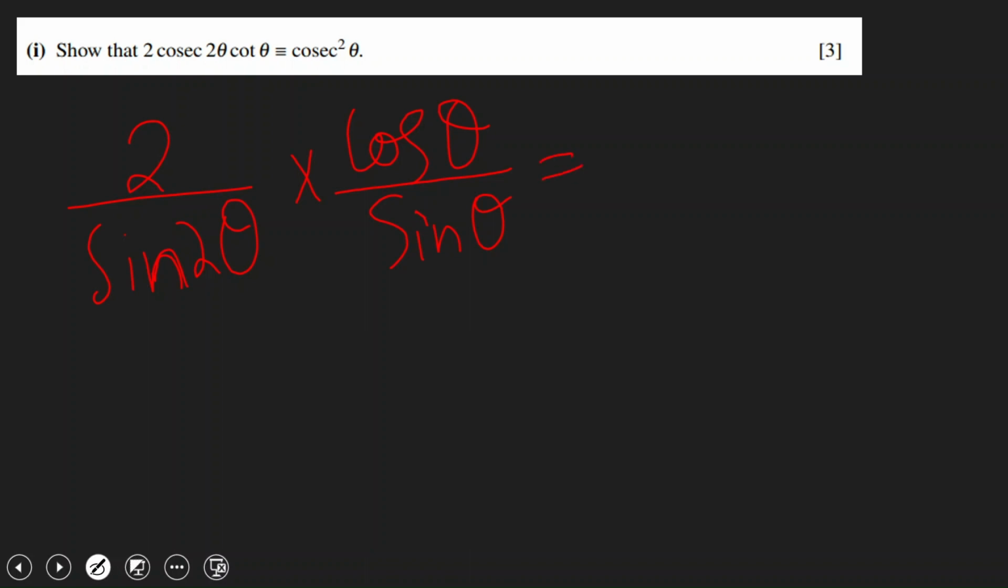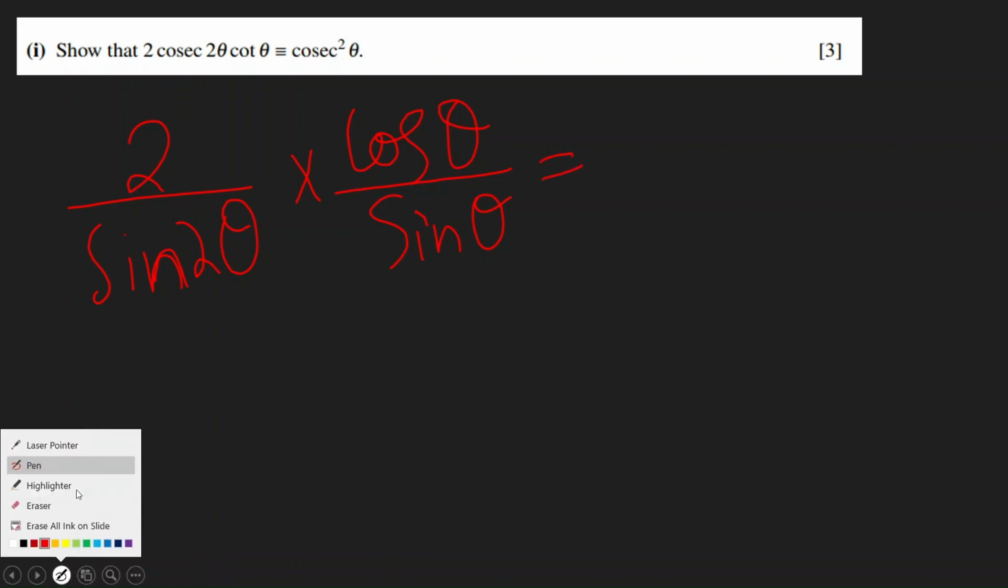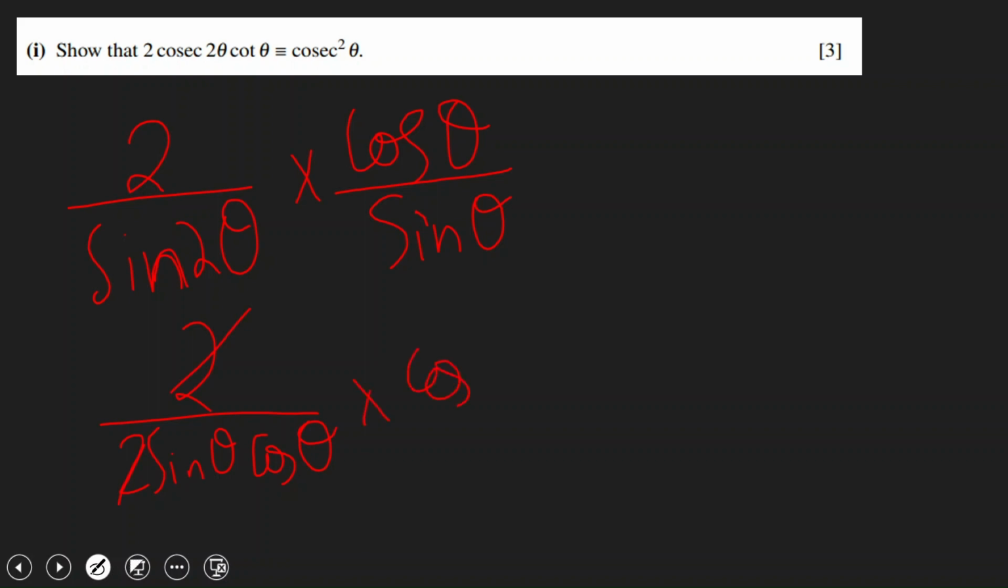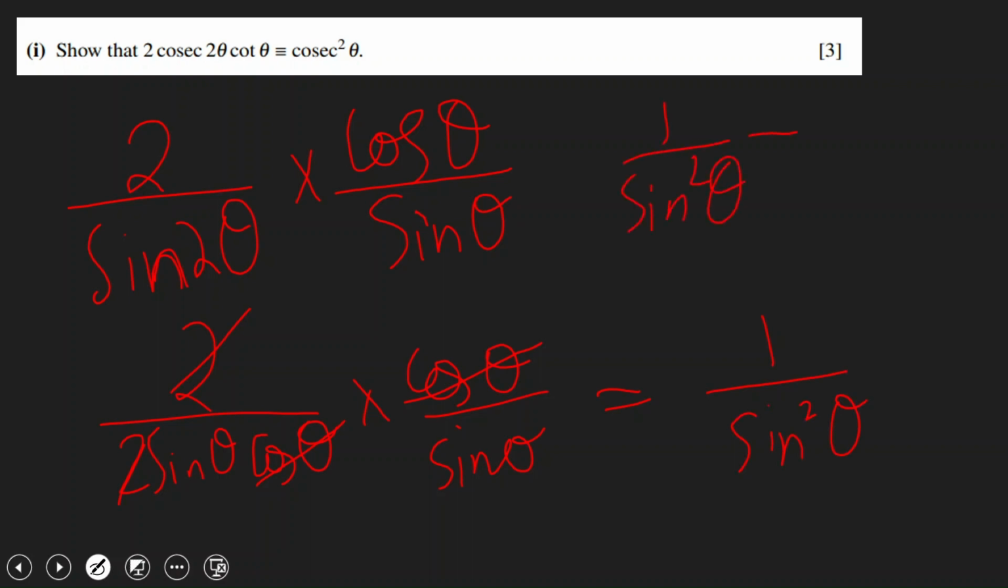And I'm not going to write the equal sign over there because we need to prove it, right? So we don't need the right hand side. We can just show that at the end. So sine 2 theta is equal to what? 2 sine theta cos theta. So 2 cancels out, and this is multiplied with cos theta by sine theta. Cos theta and cos theta cancel out. So this gives us 1 by sine squared theta. And we know that 1 by sine squared theta is equal to cosec squared theta. That's it. That's the proving part of it.